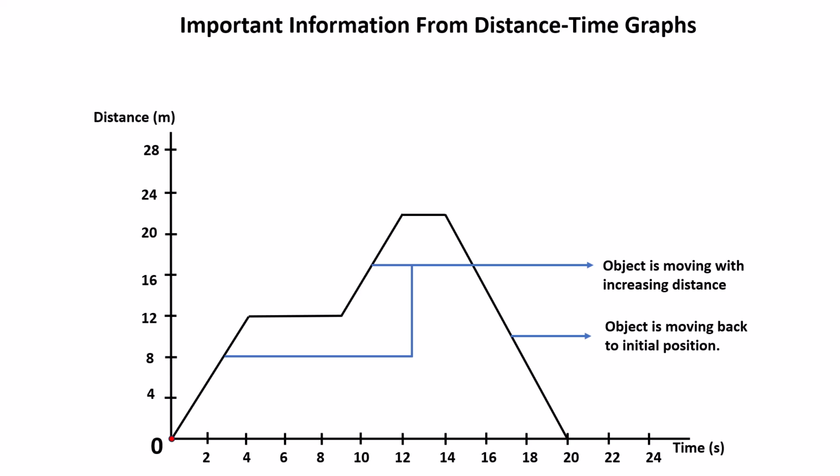In the given graph, the object moves away from the starting position between 0 seconds and 4 seconds, then again between 9 seconds and 12 seconds, before reversing direction and returning to the start from 14 seconds to 20 seconds.